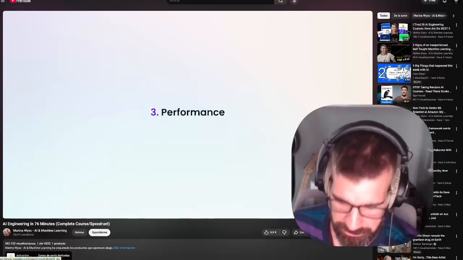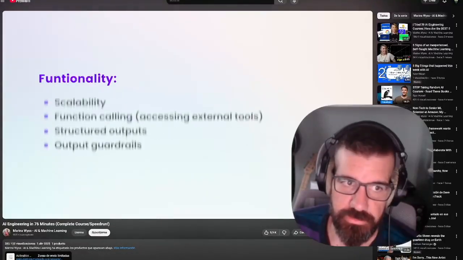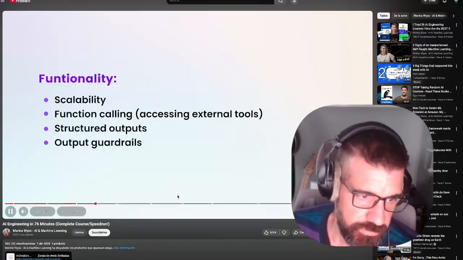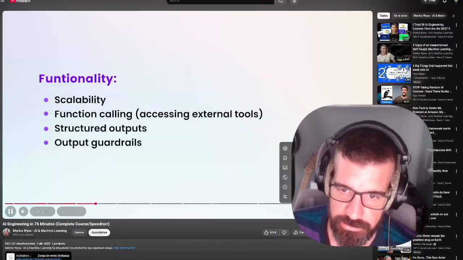Next, performance. The gap between open-source and proprietary models is closing, but the strongest models will likely remain proprietary. Commercial APIs often provide additional capabilities out of the box, like scalability, function calling, so accessing external tools, for example, structured outputs, and output guardrails. These can be challenging to implement yourself, so many companies turn to API providers. However, this means you'll be restricted to their functionality. You might not be able to fine-tune or access log probabilities, for example.